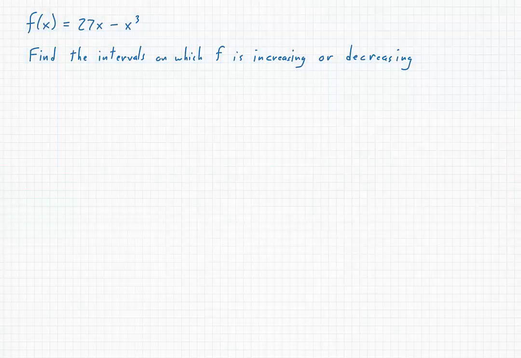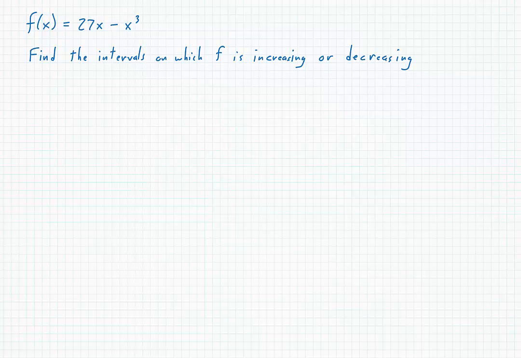In this video, we're going to take a look at the function f of x is equal to 27x minus x to the third, and we're going to see if we can find the intervals on which f is both increasing or decreasing. Increasing and decreasing is a behavior of the first derivative, it's a behavior of slope. We know that a function is increasing when its slope is positive, it's decreasing when its slope is negative.